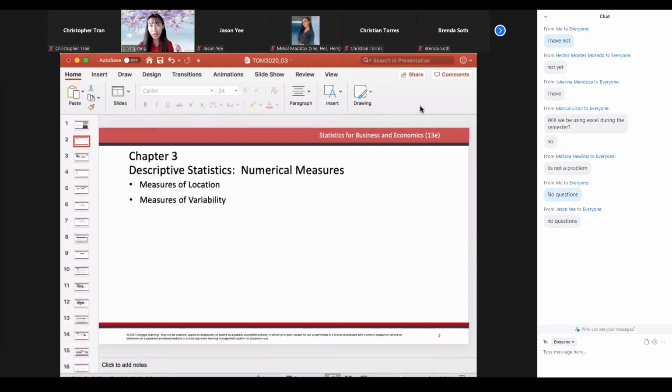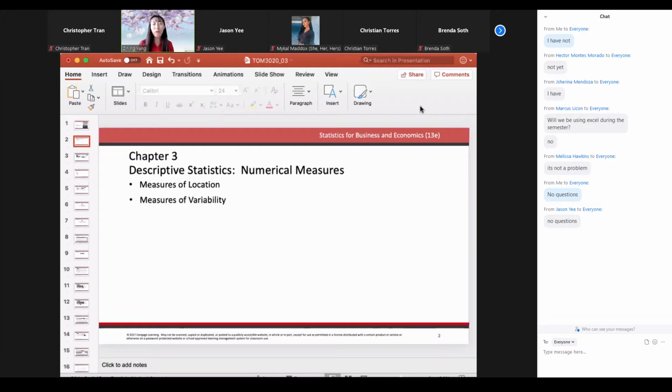So recall the concept we learned earlier, right? What do we mean by descriptive statistics? It is simply the numeric value that describes your data set. You don't need to do any prediction, any sophisticated calculation, but simply to describe, right?